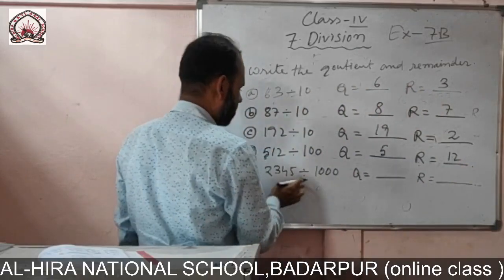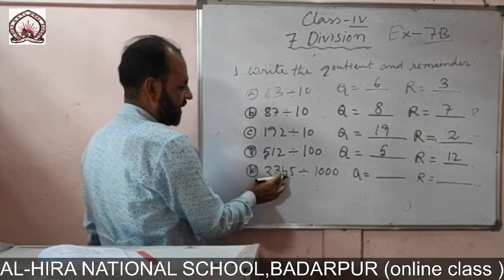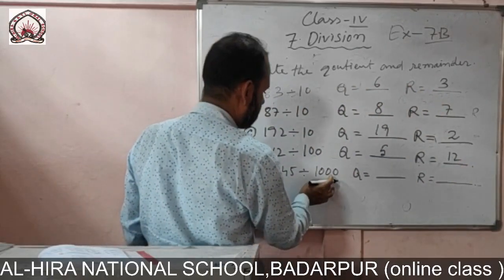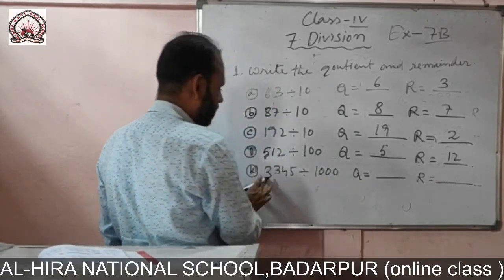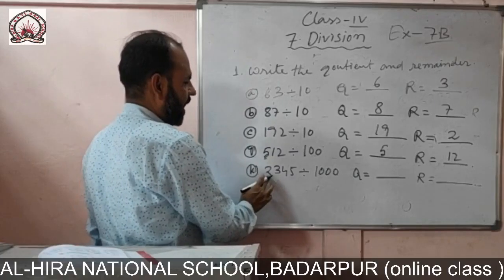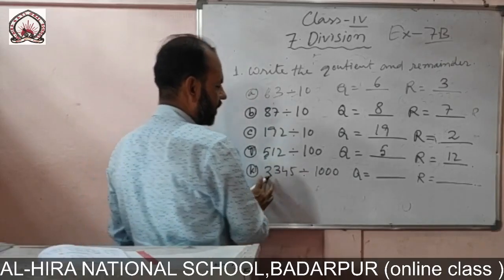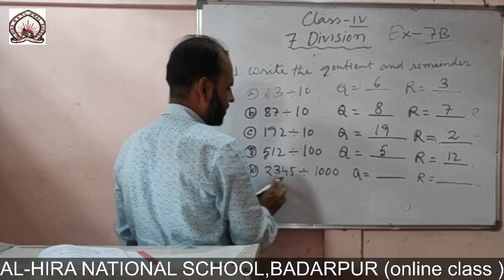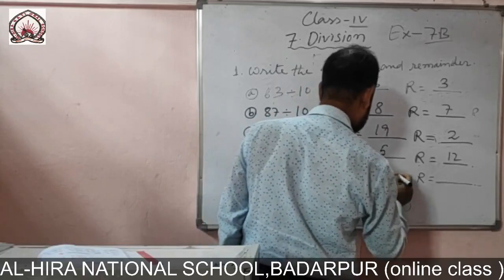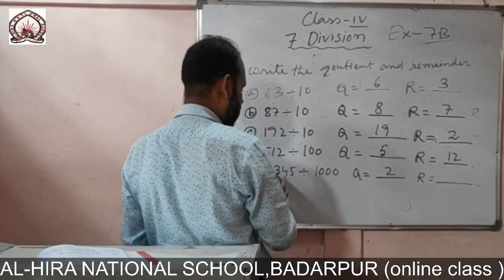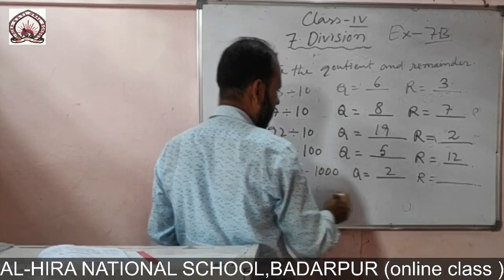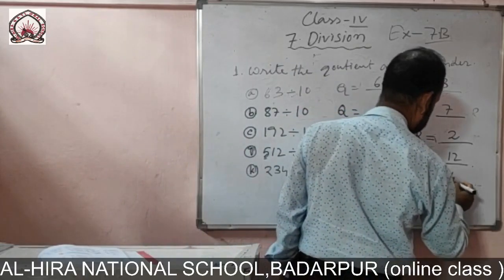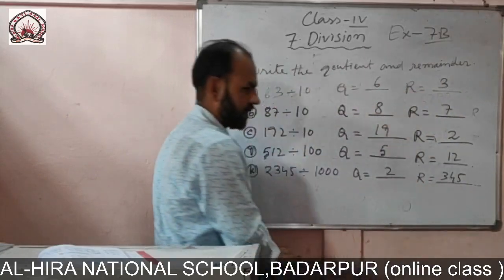Next, 2345 divide 1000. So here how many thousands are there? 2000. So 1000 goes how many times? 2 times. So it is 2 and remainder is what? How much remains? 345. So here 345 is the remainder.